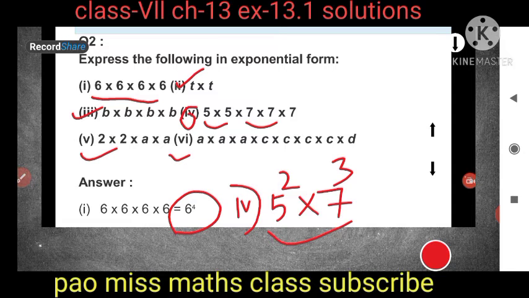How will you do it? This is very simple, isn't it? You just have to write them in the power form, the exponential form. Any doubt you can ask me without any hesitation. Now come to the next question, question number 3.